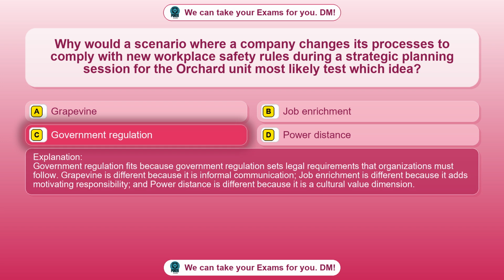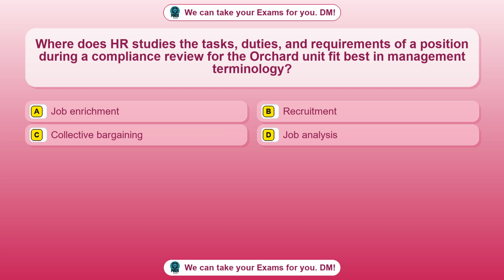Government regulation fits because government regulation sets legal requirements that organizations must follow. Grapevine is different because it is informal communication. Job enrichment is different because it adds motivating responsibility, and power distance is different because it is a cultural value dimension.